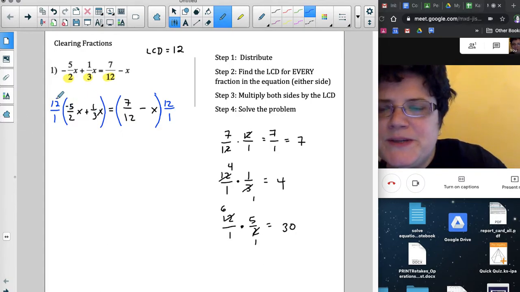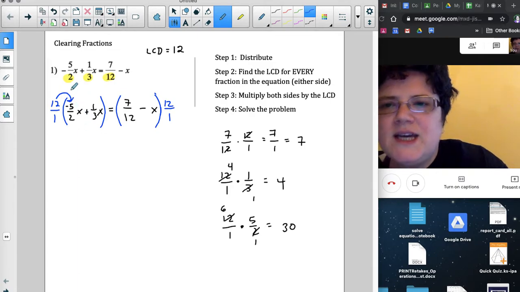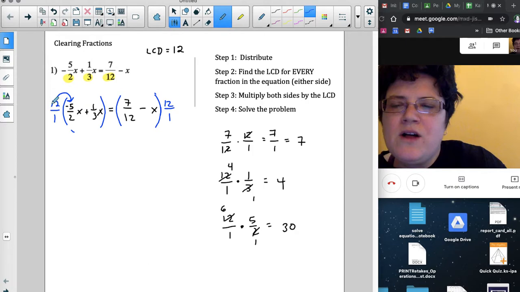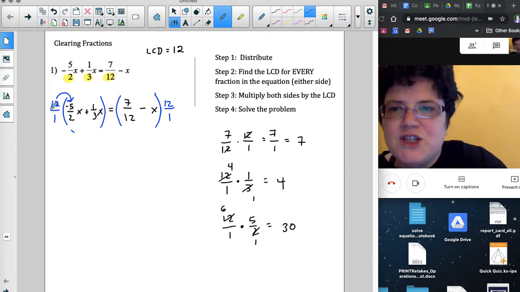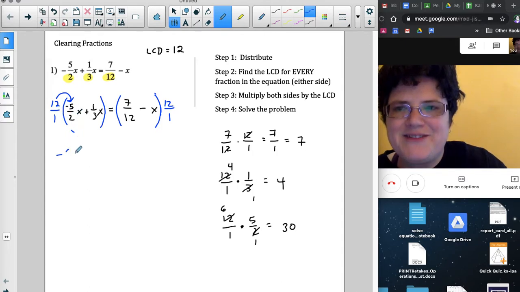So now here's what I'm going to do. I'm going to distribute this 12 to the first term. So 12 times negative 5/2, well, we already did the 12 times 5/2 over here. But again, the 2 would cross cancel with the 12, and so that would give me 6. 6 times negative 5 is negative 30x. And then I'm going to distribute and multiply the 12 by the 1/3 x. So now the 3 and the 12 would cancel to 1 and 4. And so that would give us positive 4x.